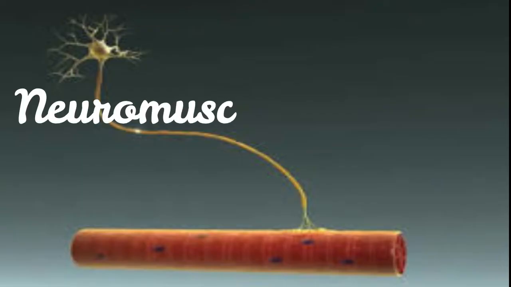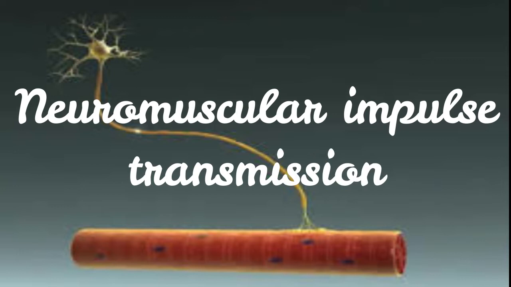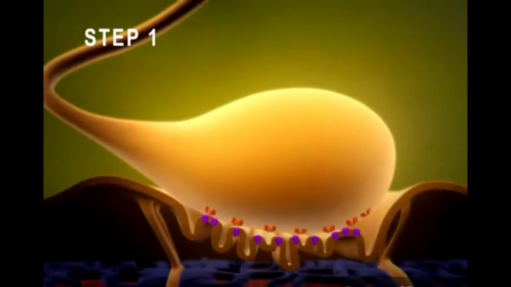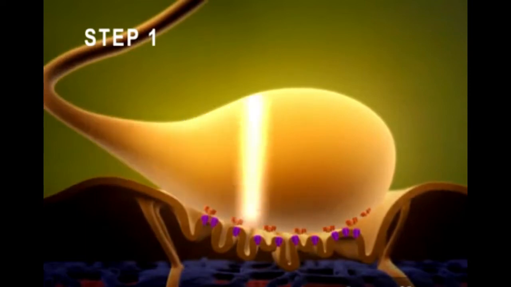Now that you know all the specialized features of neuromuscular junction, let's move on to the process by which the signal is transmitted. For easy understanding, we have divided the process into 7 steps. Let's look at each in detail. Step 1. The action potential reaches the end of an axon and changes the polarity of the axon terminal.